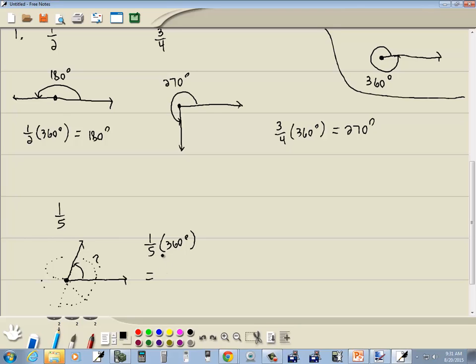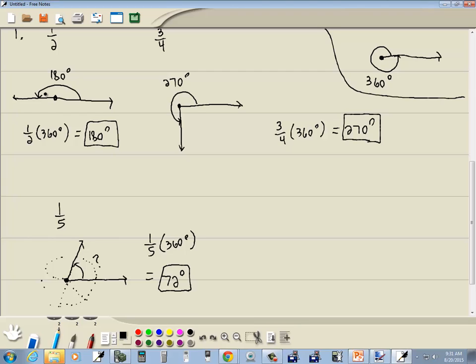Let me see if I can do some basic math in my head. 72 degrees. I just let the train blow. Okay, so 180 degrees, 270 degrees, and 72 degrees.